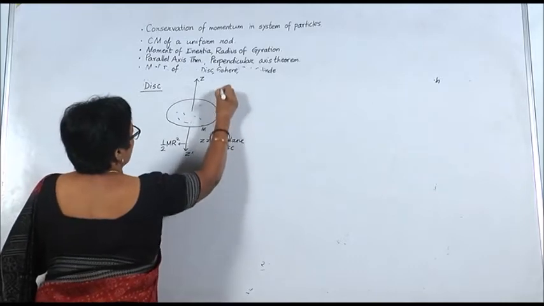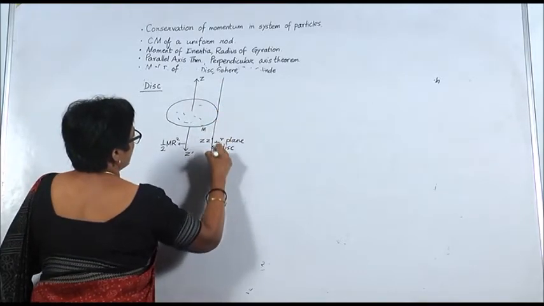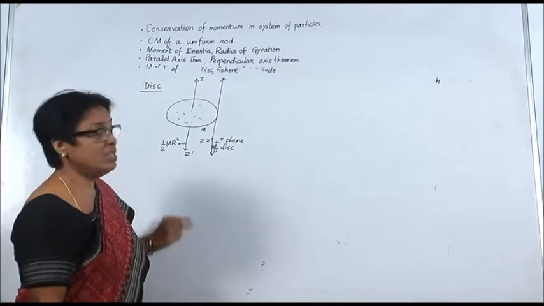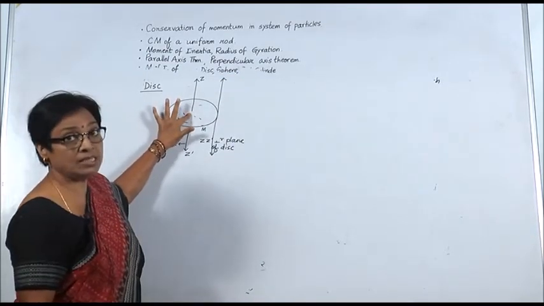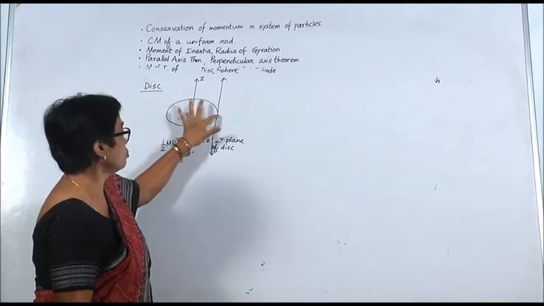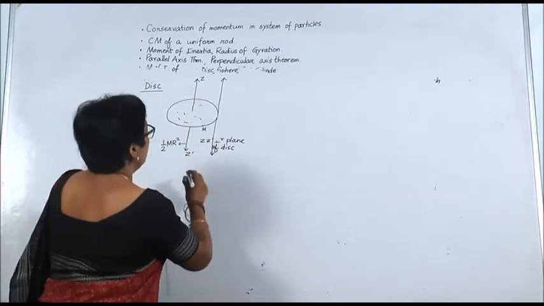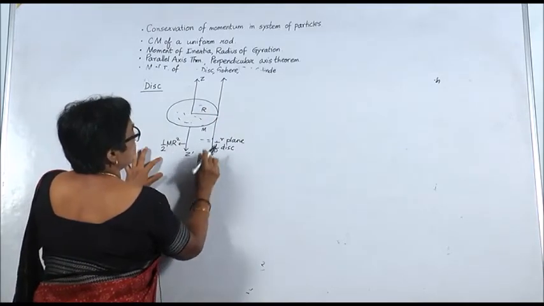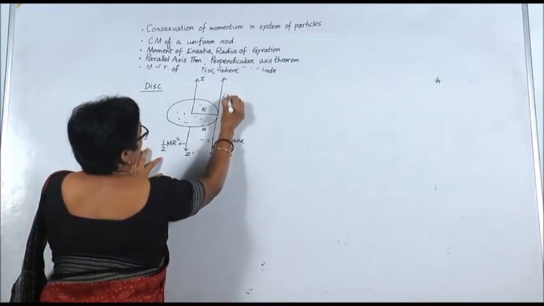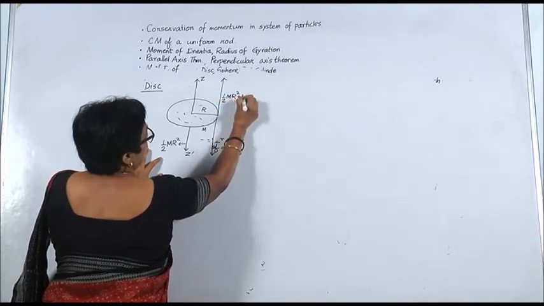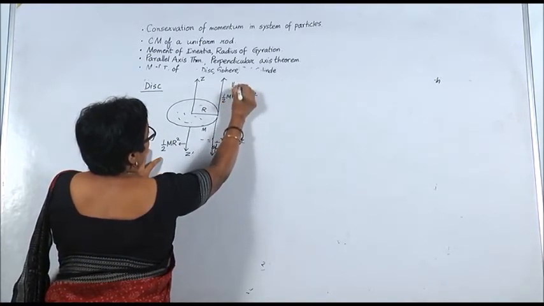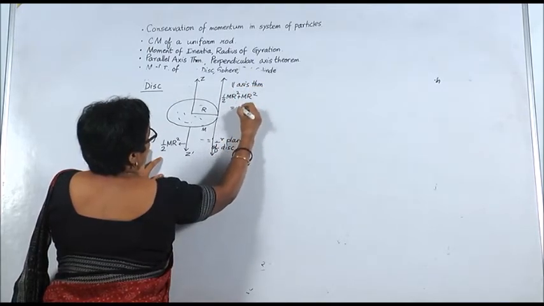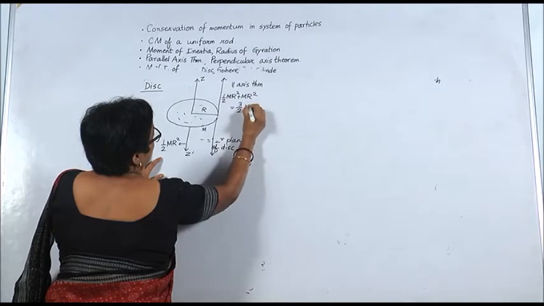Then what will be its moment of inertia about this axis? Using the parallel axis theorem, I will have to add whatever is the moment of inertia about this axis plus mass into this distance of separation squared. Distance of separation is r. So this is half mr square plus mr square, by parallel axis theorem. So this will be equal to 1.5, so 3 by 2 mr square.